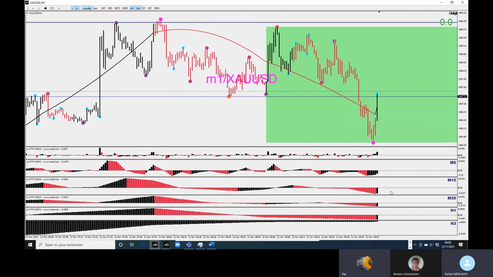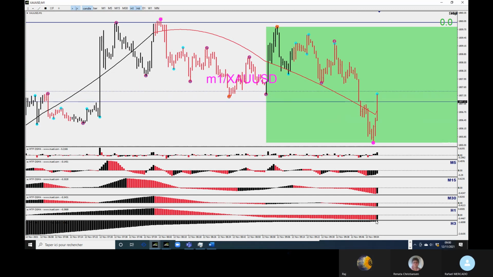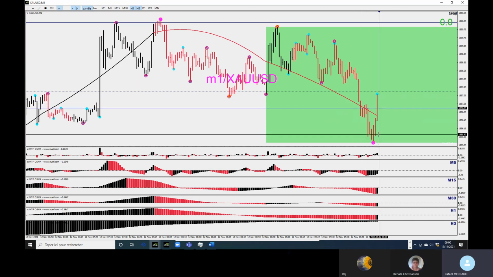So look at this, for example, we have an entry here. Is it an entry? Yes, but it's too big a stop loss. Too big, yes, of course, it's very big, but we have everything syncing here.